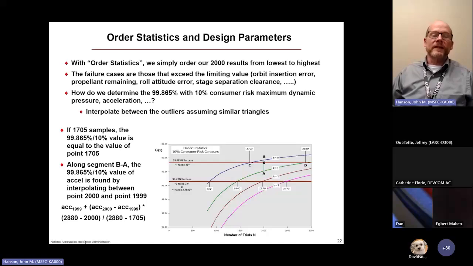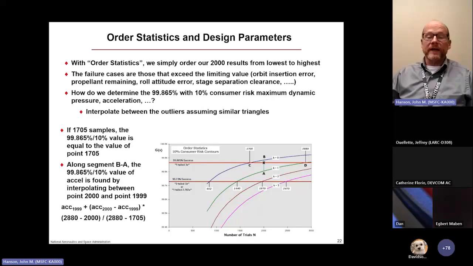So how do you determine what the 99.865% with 10% consumer risk maximum dynamic pressure is, or acceleration, or whatever? What we do is we interpolate between the outliers using similar triangles. And so in this graph, N is the number of trials. So I've got 0 up to 3,000 on this graph. And the likelihood percentage is on the y-axis. So 100% is at the top. The red line is 99.865%.